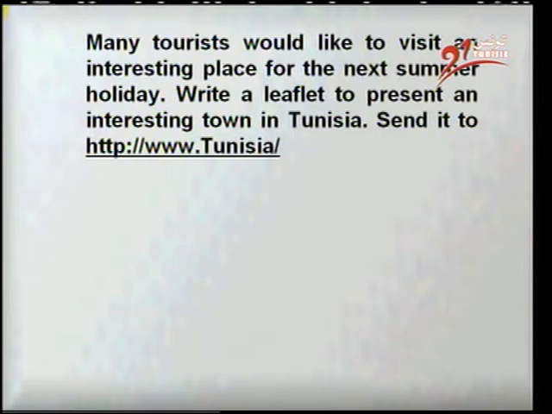interesting place for the next summer holiday. Write a leaflet to present an interesting town in Tunisia. Send it to www.tunisia/.